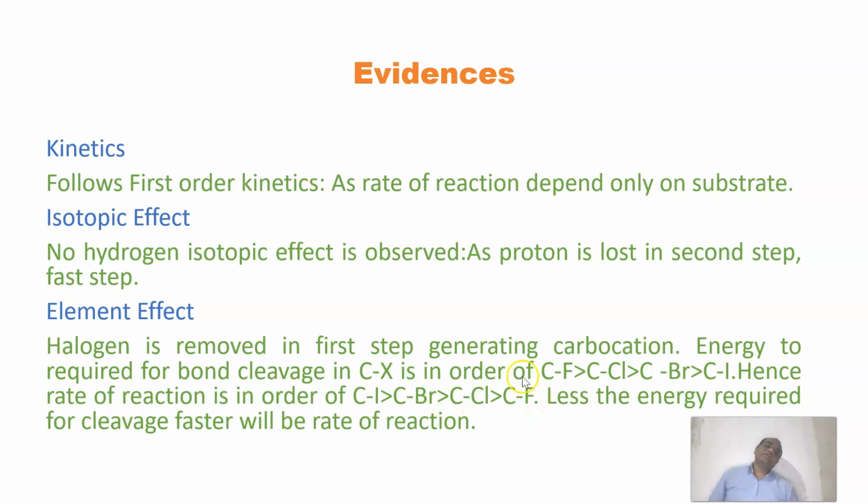As we can understand, fluorine requires a huge amount of energy to dissociate the bond between carbon and fluorine, right? It requires a huge amount of energy compared to all the others, and iodine requires less energy. So the rate of reaction increases with iodine, bromine, chlorine, fluorine, right? As the energy requirement is less, the cleavage will be faster, and that is why the rate of reaction increases.